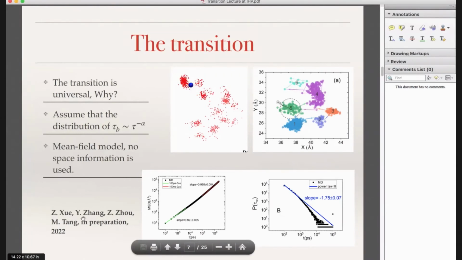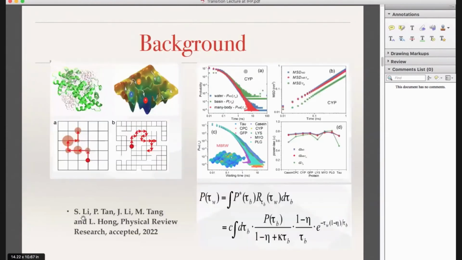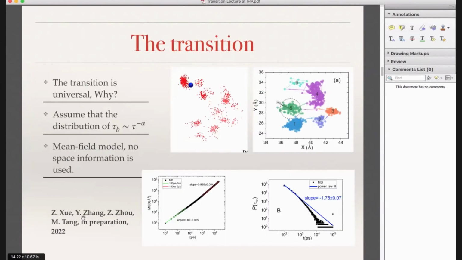Zhang Yuan Zhang is a probabilist at Peking University. That's why in this work, when we're trying to explain this, we use some probability tools, but I should give all the credit to him for helping us work this out. And Zhen Nanzhou, who is also at Peking University, together we're trying to explain why in this proposed model the waiting time distribution should be power law and why the transition should happen.